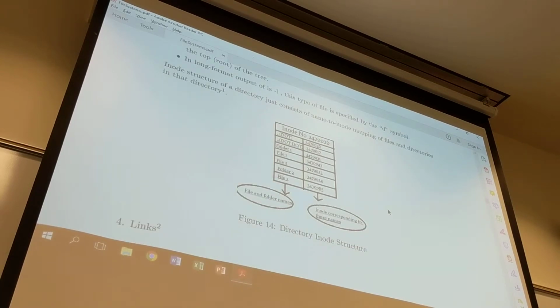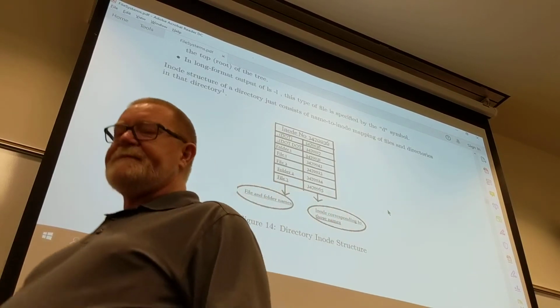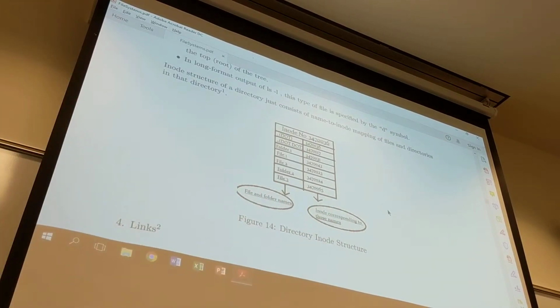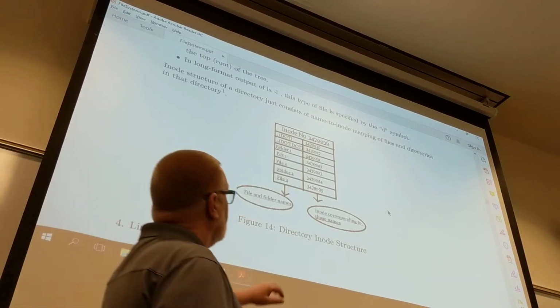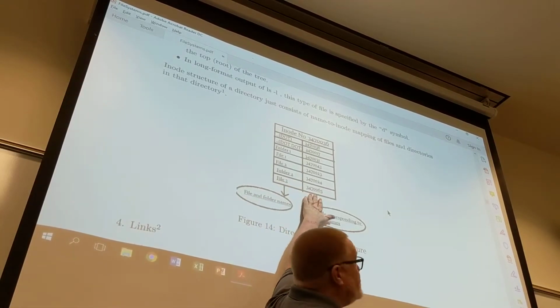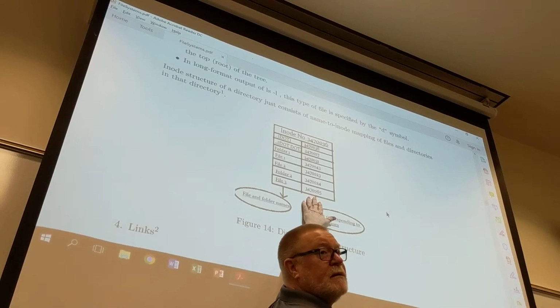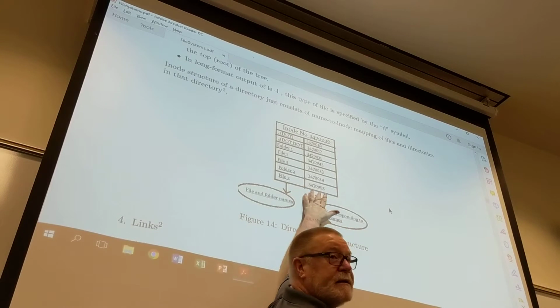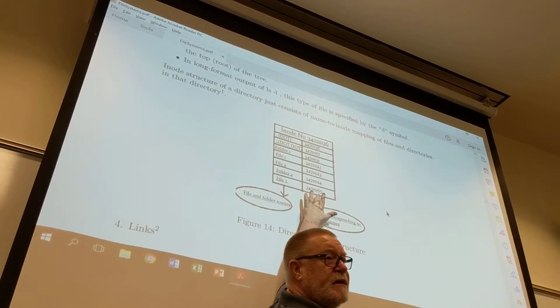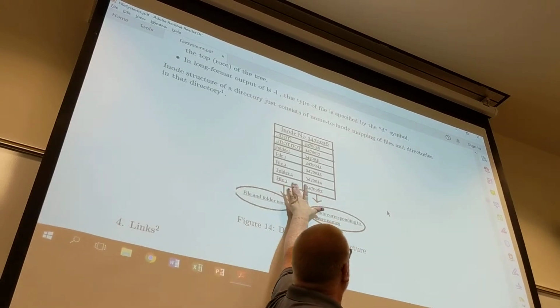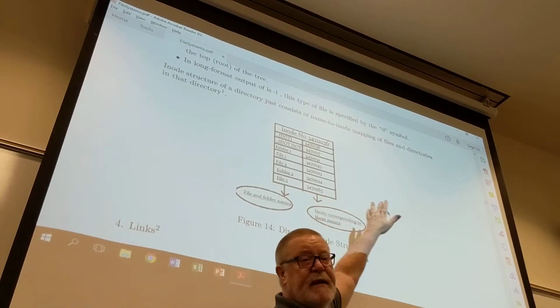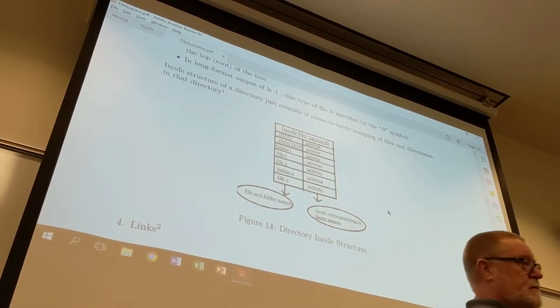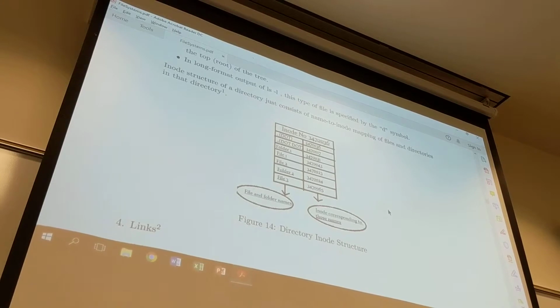Here's an example of a directory. Its inode, all it has is entries for directories, and it maps names to numbers. So this file 3 has this particular inode number, all right? And these are hard links because it translates name to number. If it translates name to path name, that becomes a soft or symbolic link.